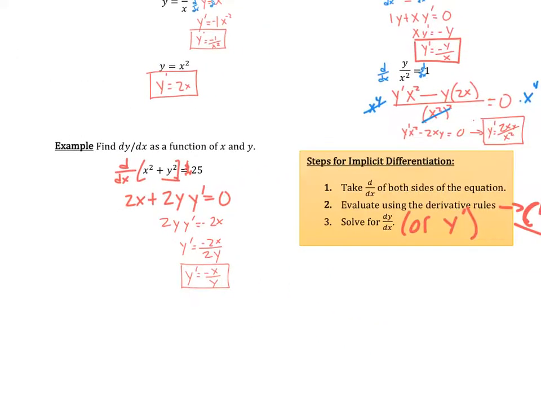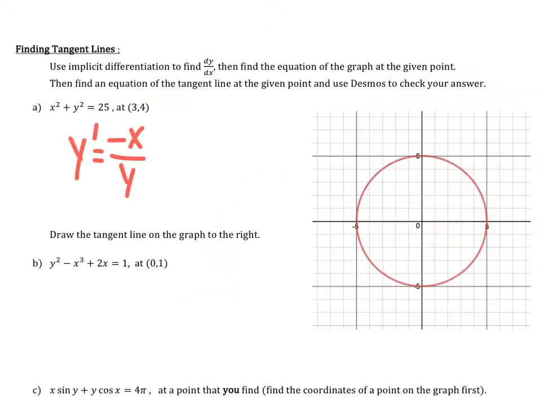Excellent. So let's try some more. We just found the derivative of this function implicitly. Now we want to find the equation of the tangent line. Next step, we know the point here. It goes through 3, 4. That's the point we want to find the tangent at. So we're going to plug that in. Plugging in 3 and 4, we get negative 3/4. So that's the slope of our tangent line.